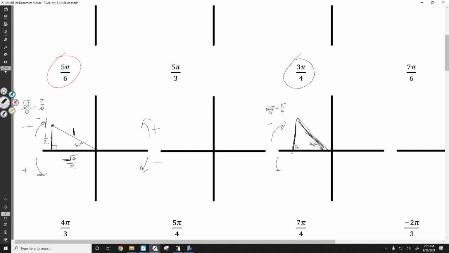What are the side lengths of said 45, 45, 90, Scott? It would be on the vertical. It would be root 2 over 2. Yep. And then negative root 2 over 2. Good.